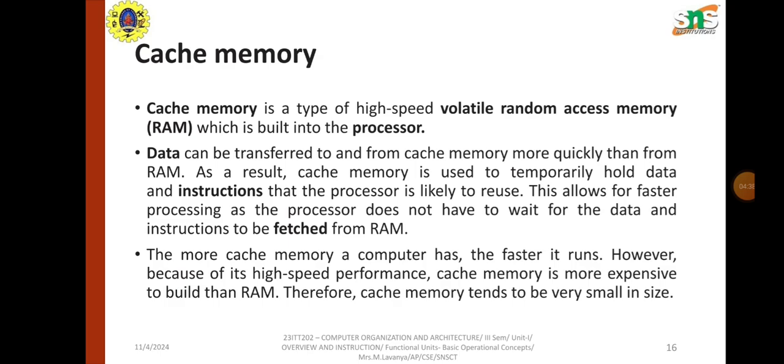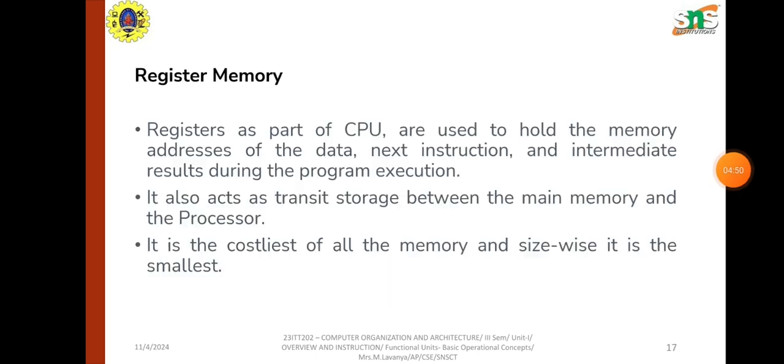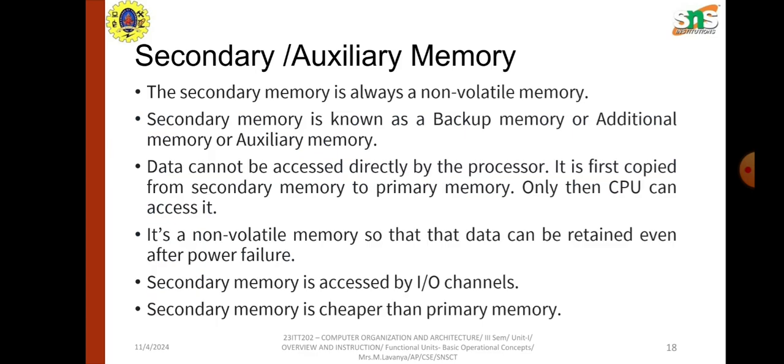And finally, cache memory. Cache memory is the temporary memory which is used to store the data which is processed by the ALU. And register memory. The register memory consists of the general purpose registers in the processors, which are used to store the data of the program which is currently getting executed.